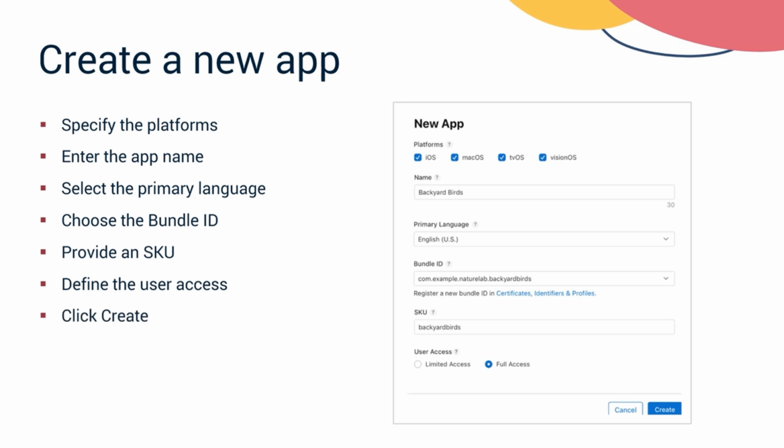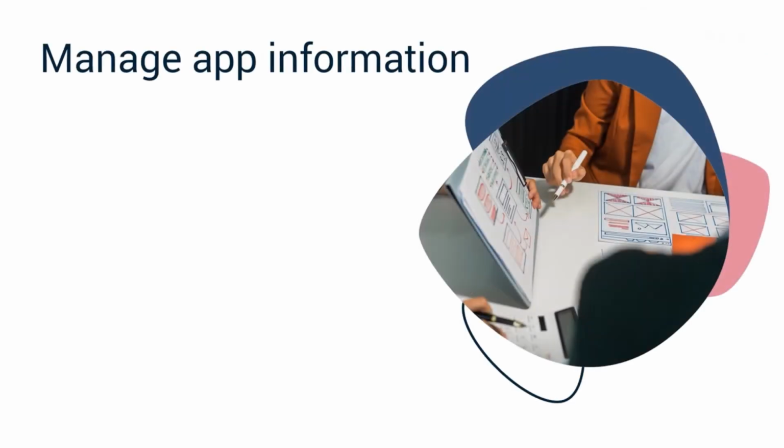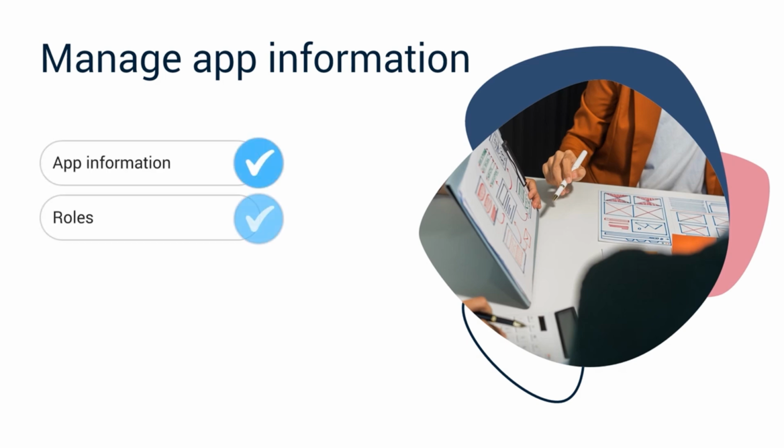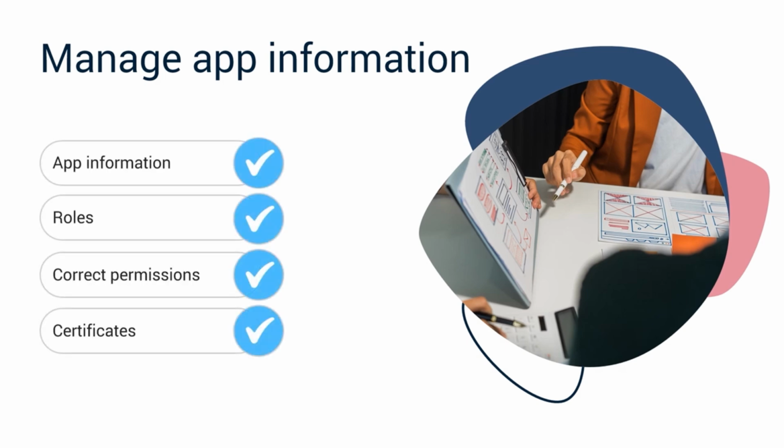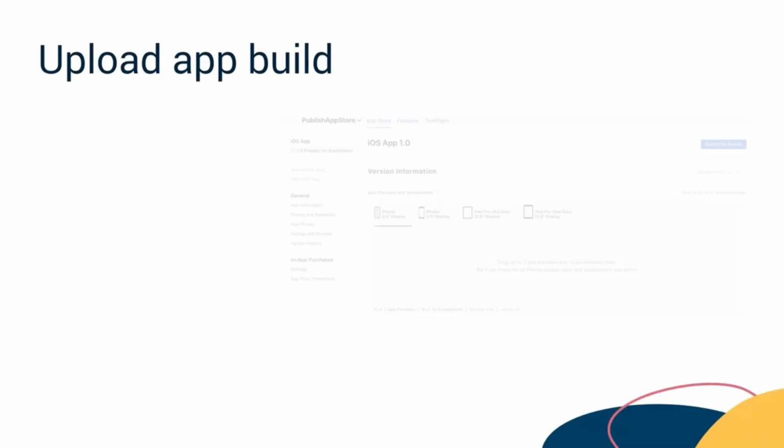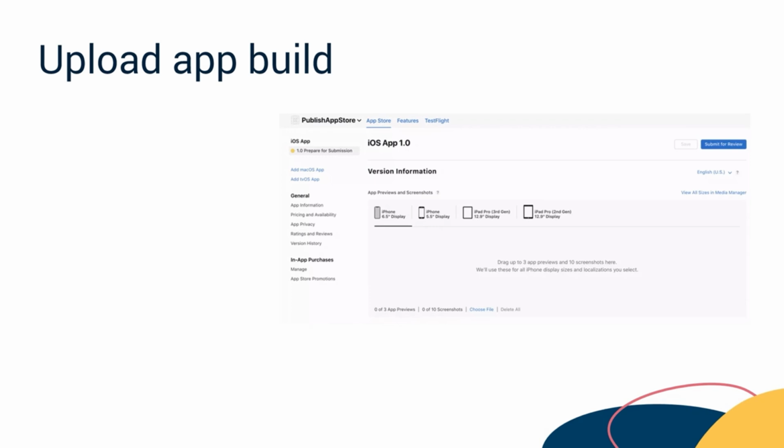You'll then be directed to the product page, where you can add localizable information, which is especially important for apps targeting multiple regions. Once this step is complete, you can manage and build the app information. After the app setup, you'll need to manage various aspects, such as app information, roles, permissions, and certificates. Developers will need the correct permissions to create certificates and provisioning profiles, which are vital for future updates. The next step is compiling and uploading the app's build.